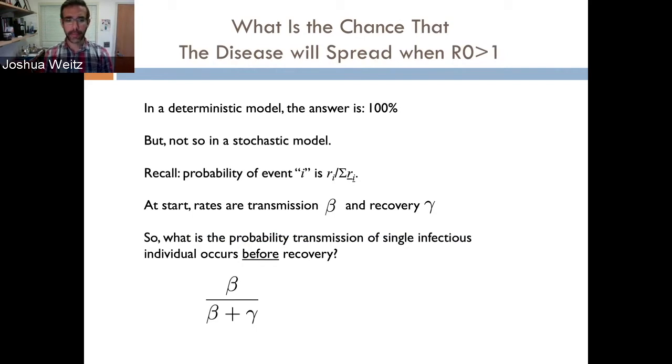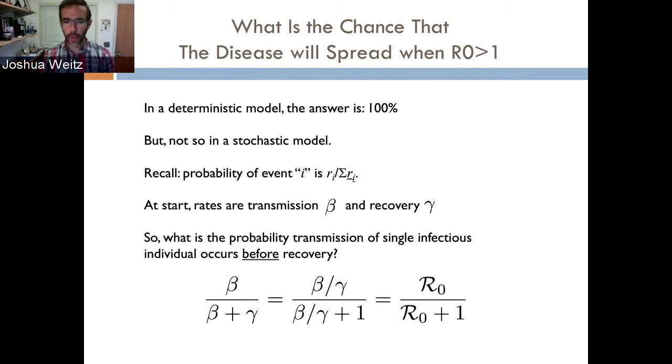Well, it should just be beta over beta plus gamma, the ratio of the transmission rate to the sum of rates. We can then pull the gamma out and see that it should be equivalent to the ratio of beta over gamma divided by beta over gamma plus 1, which is nothing other than R naught over R naught plus 1. So when R naught is about 1, we only have a 50-50 chance that transmission will happen, and in other words, disease will spread.